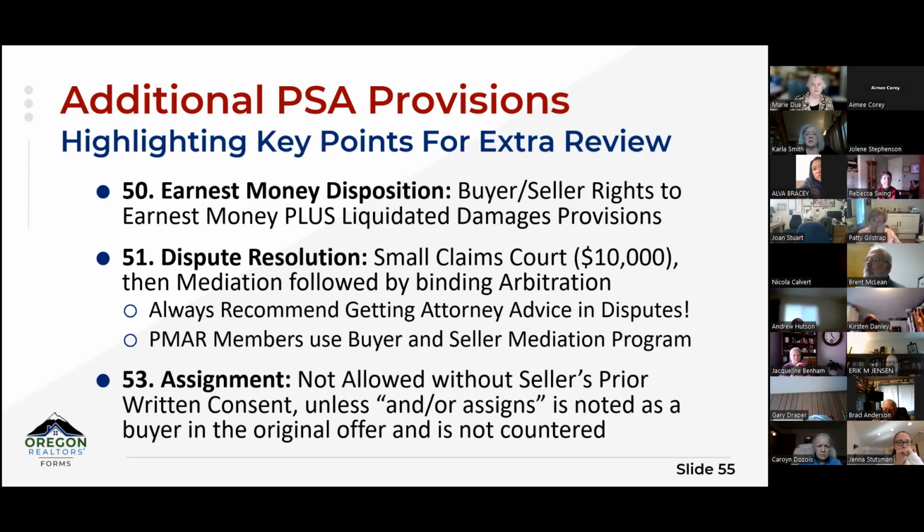But assignment not allowed without the seller's prior written consent. So, sometimes we see, what is going to be the name? It's to be determined. That's not going to be allowed. You need to put in what it's going to be. If you want to put it in their names and they're going to want to change it to a trust, then put that on an addendum. But it needs to have and or assigns in it.